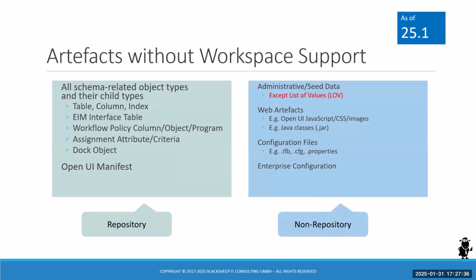And also workspace support. You mentioned it. As of to date, the schema related object types and the manifest inside the repository are not workspace managed. Right. So that's just the state of the workspace support. And then the LOVs are the only administrative data type that is workspace managed.